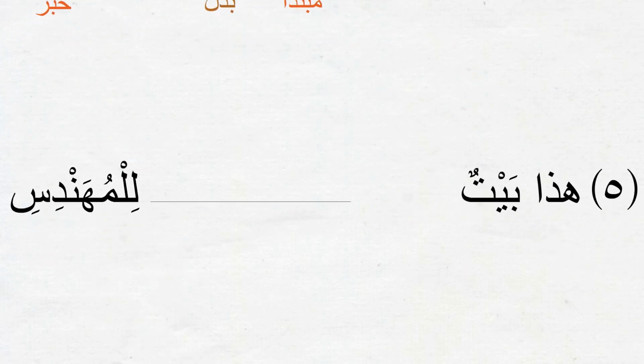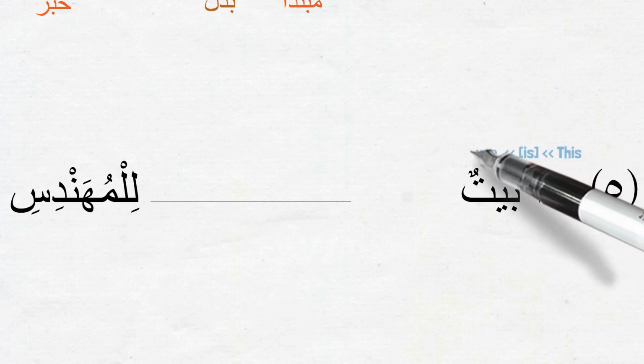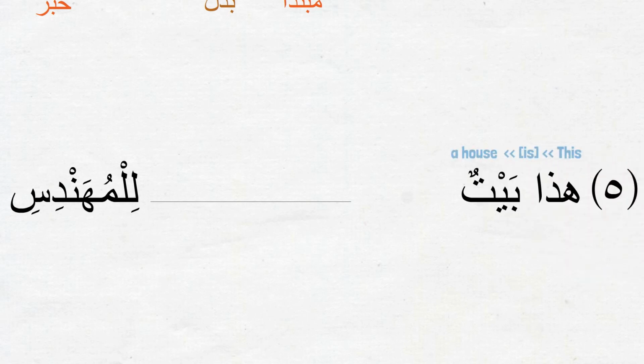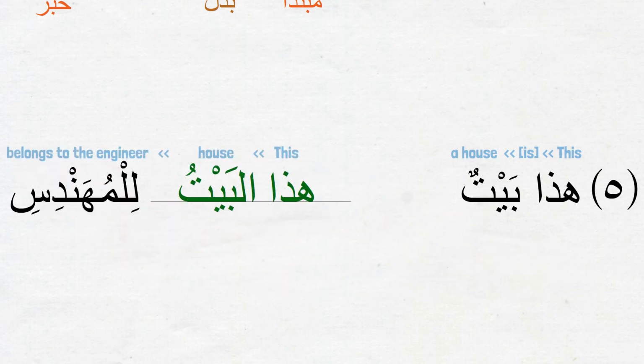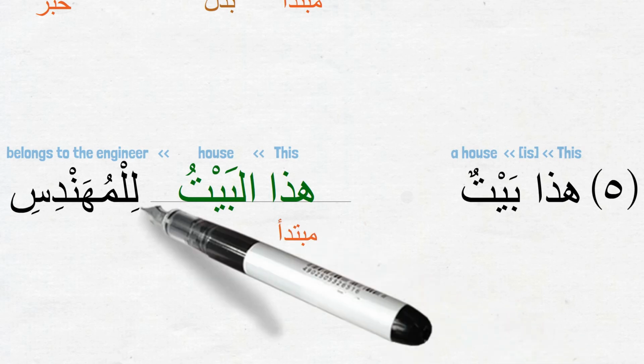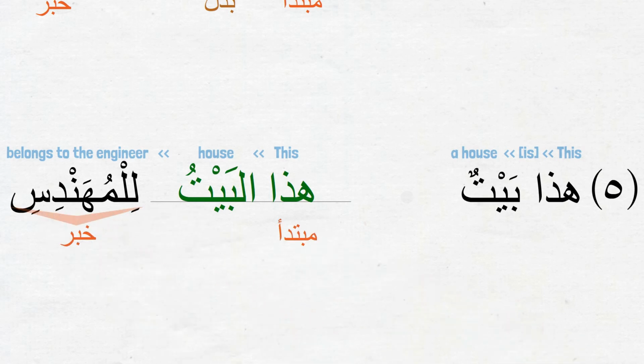Part 5. هذا بيت. This is a house. Now we should say this house. How do we say it? هذا البيت. So our sentence is هذا البيت للمهندس. This house belongs to the engineer. هذا is the مبتدا, للمهندس is the خبر شبه جملة, and البيت is بدل for هذا.